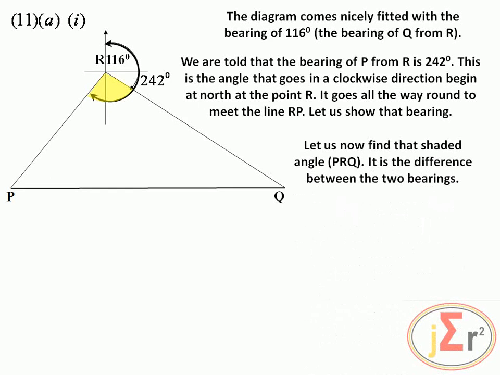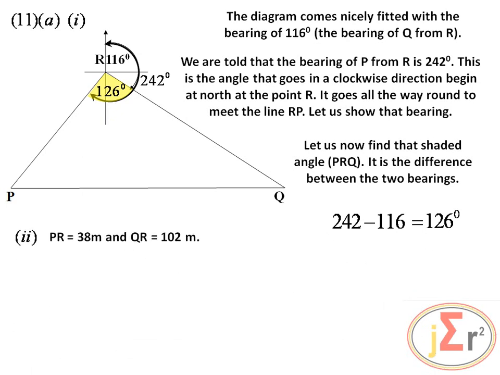Let us now find that shaded angle PRQ. It is the difference between the two bearings, as we can see. One goes all the way around here, one comes and ends right here. So the angle that we have is the difference between the two of them, and that is equal to 126 degrees. PR is equal to 38 meters and QR is equal to 102 meters. Let's insert those.